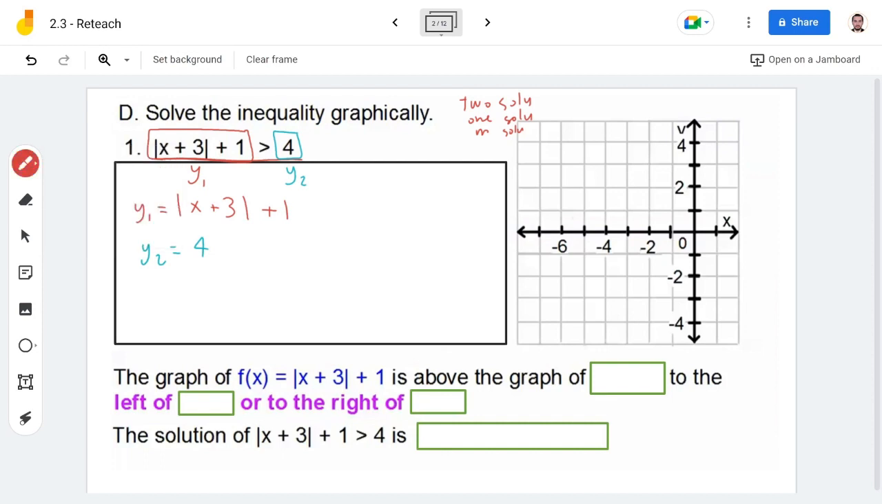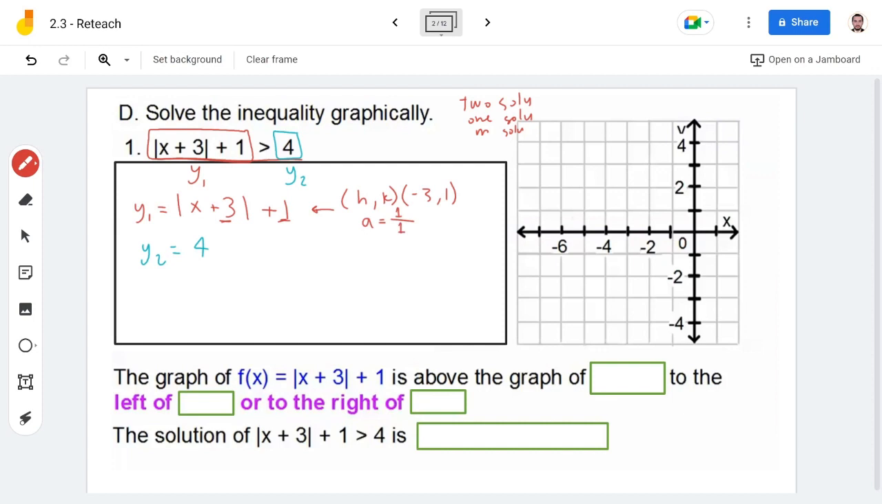If I need to graph this absolute value, I need to identify h and k first. So h and k here: always the opposite of h, the same k. So it will be negative 3 and 1. Then let's identify the slope. The slope a is not given, so when a is not given, a is always 1 over 1.